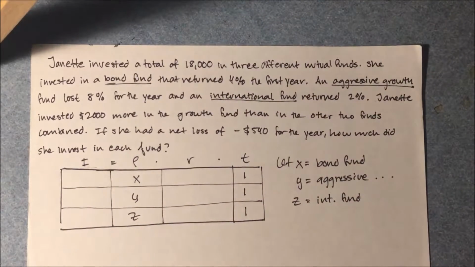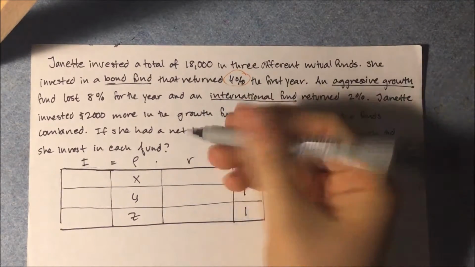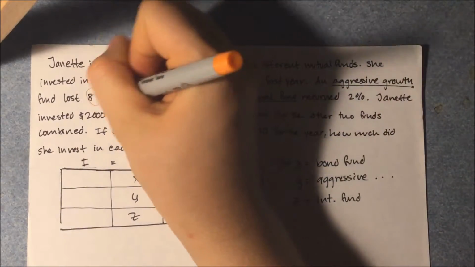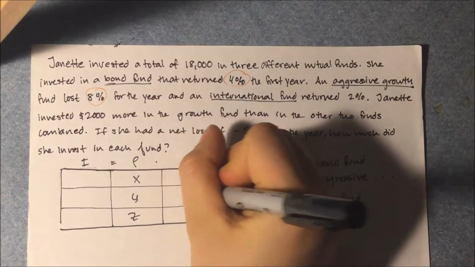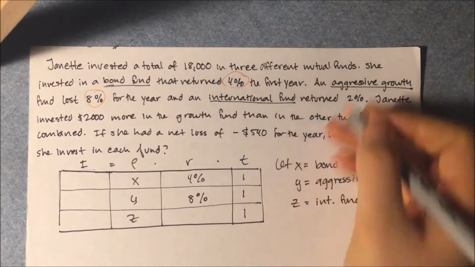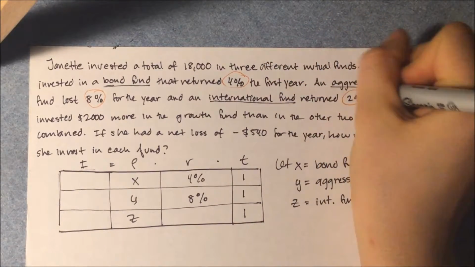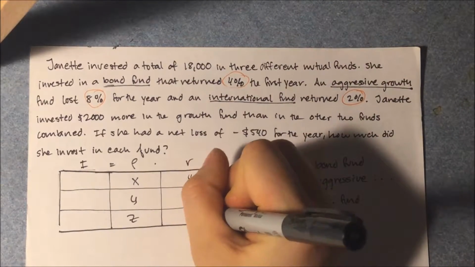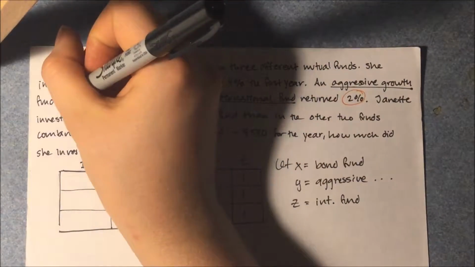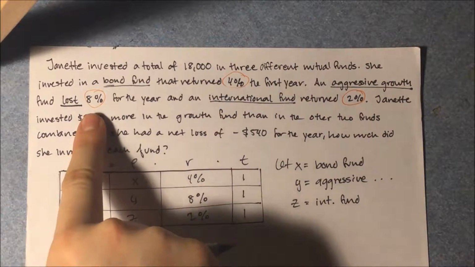Okay, so back to that. My bond fund was invested at 4%. My aggressive fund was invested at 8%. And then looking at this, we see that the international fund returned 2%. And one thing you want to notice is when I'm reading this, it says the aggressive growth fund lost 8%. So we're going to keep that in mind, that we lost that amount.